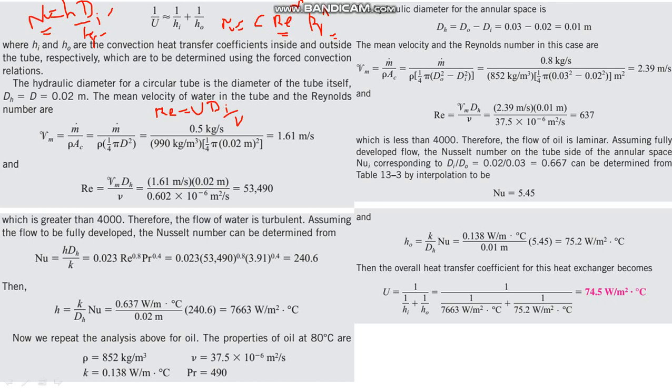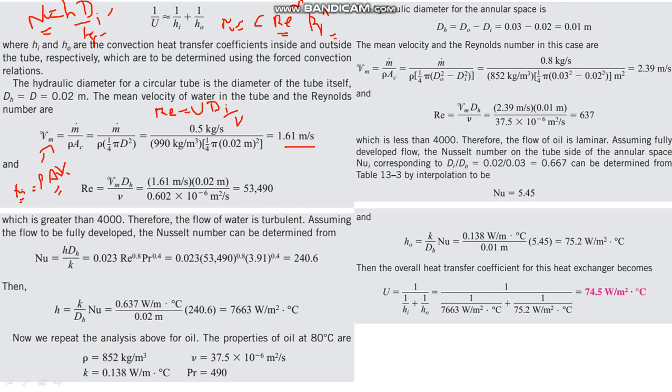They have given the flow rate. How is flow rate related to velocity? m dot is equal to rho A v. In that, m dot they have given for water, and rho is the density of water, we know. Area is the inner cross-sectional area of the inner tube. From that you can find v. So this is what they have done here, correct? They are finding the velocity of the water in the inner tube.